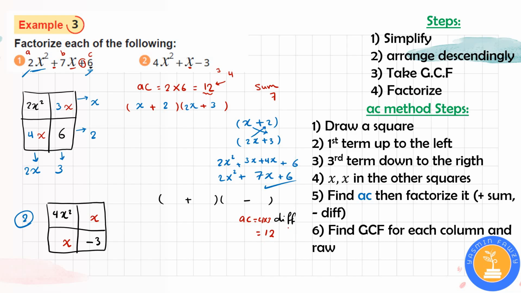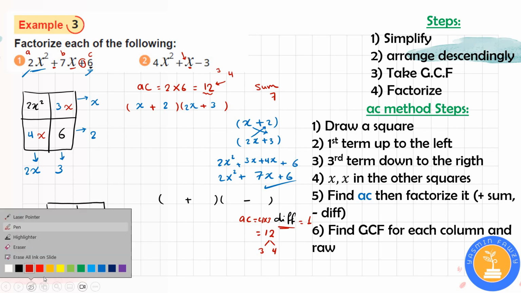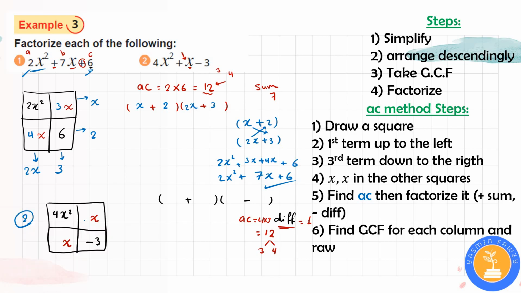If I multiply them together, I will get 12, and the difference between them equals 1, just like the coefficient of x here. Okay, the two numbers are 3 and 4 again. So where can I put 3 and 4? Wherever you want, you can put them. Let's put 4 this time up and 3 down. It will be okay. Both ways will be okay.